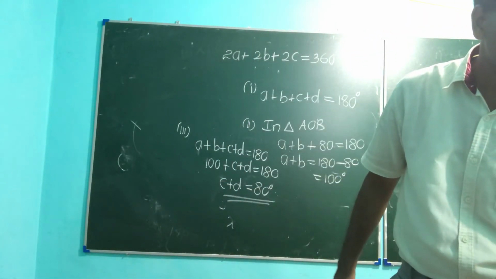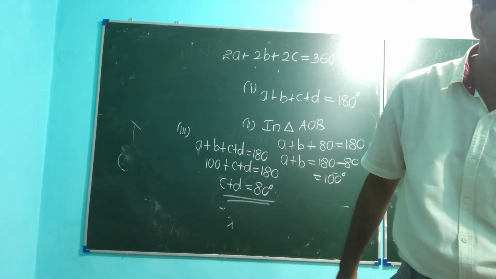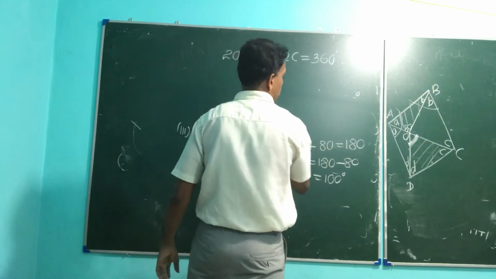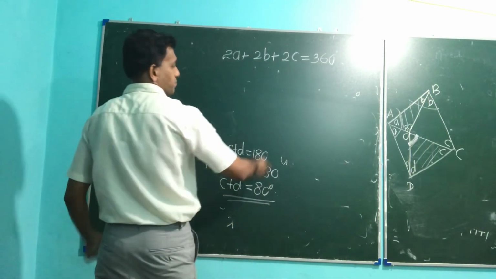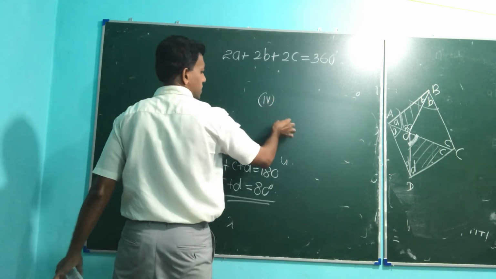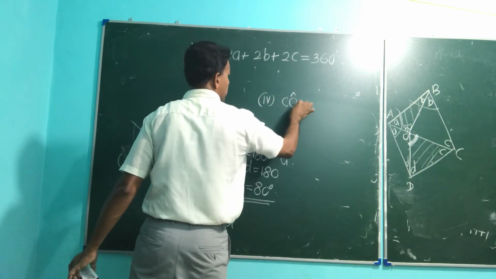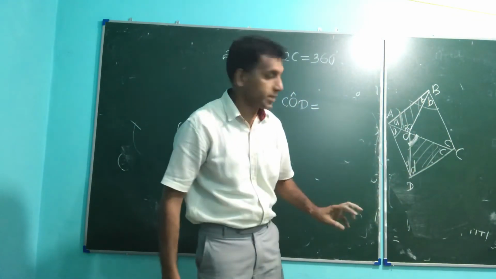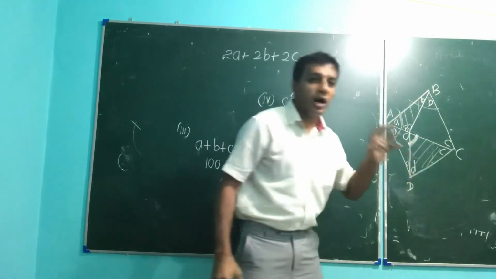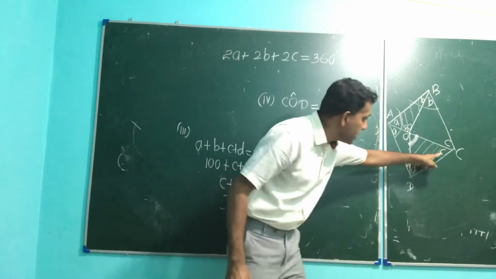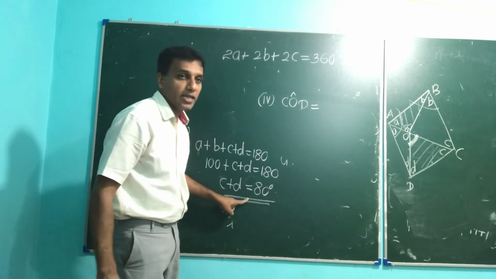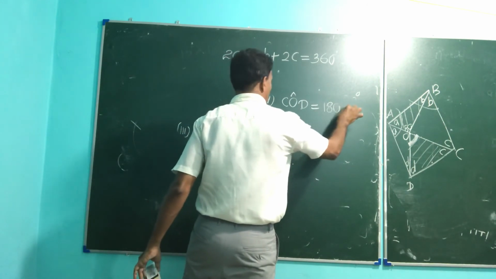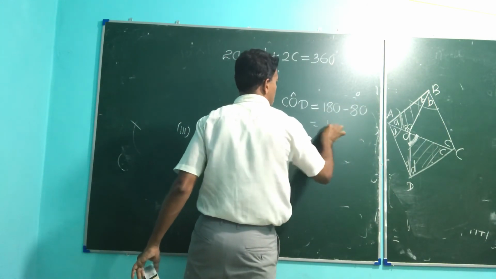Okay, I will take it once again. So third part answer. Next, fourth part answer. COD answer is what? Complete triangle 180. You know C plus D is 80, therefore the balance angle is 180 minus 80, that is 100 degrees.